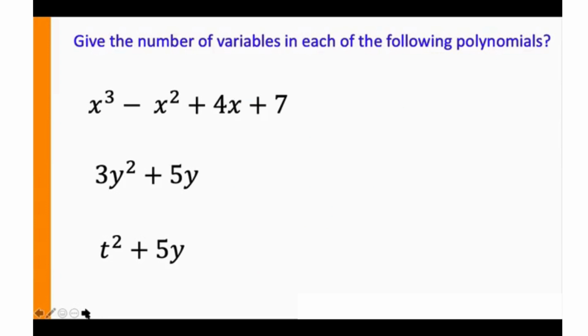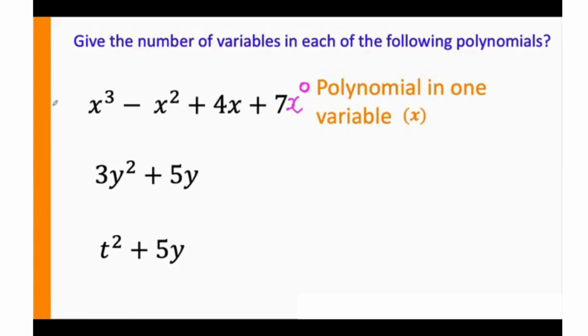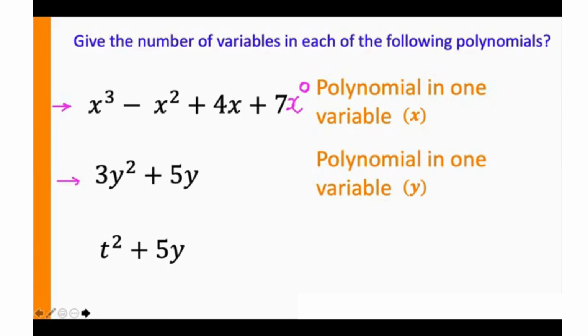Give the number of variables in each of the following polynomials. How many variables are there? There is only one variable, which is x. All of them have x. Here also we can say that there is an x variable with a power of 0, and therefore this polynomial is called a polynomial in one variable. Look at this one. It has y squared and only one variable y. So this is also a polynomial in one variable y.